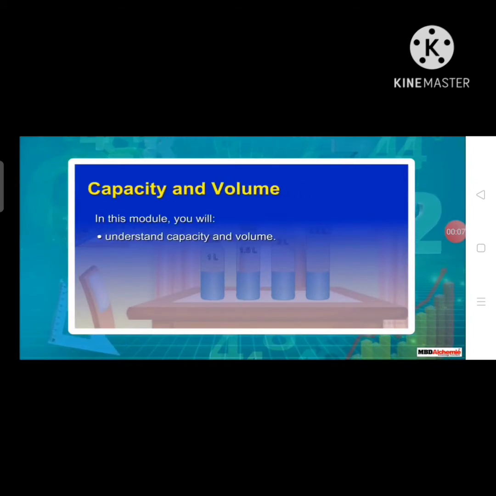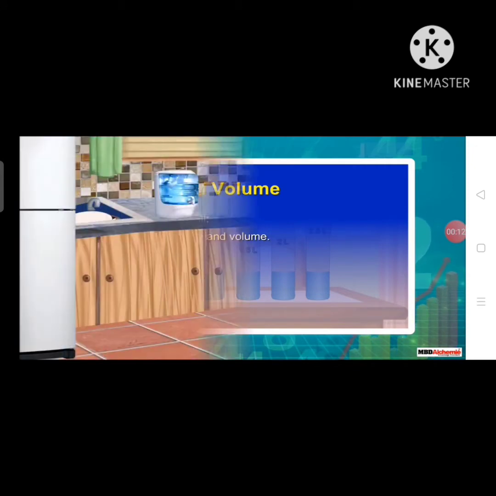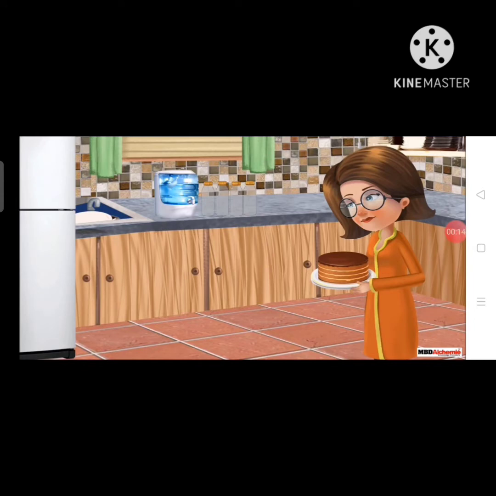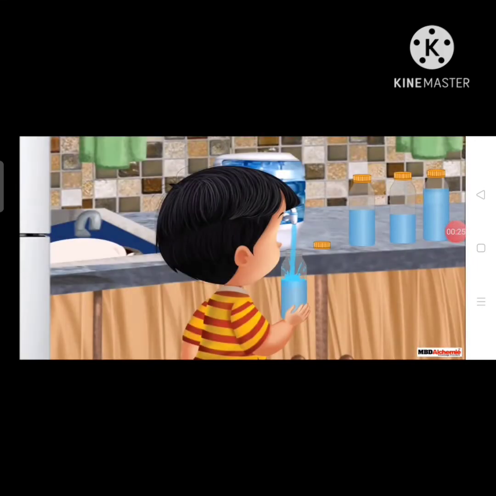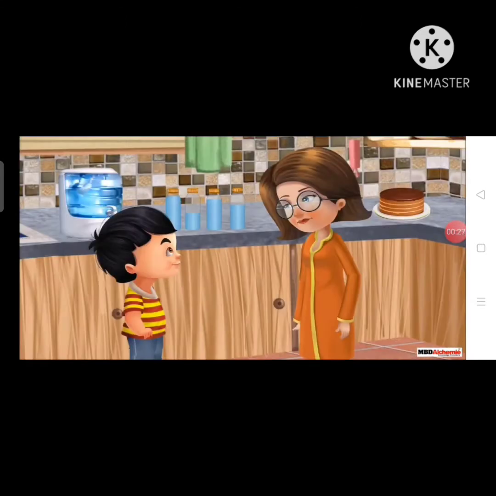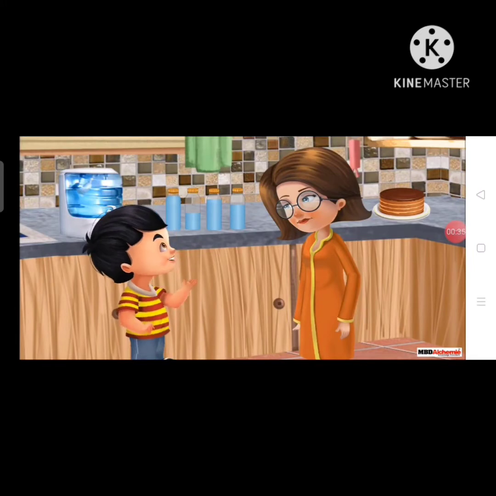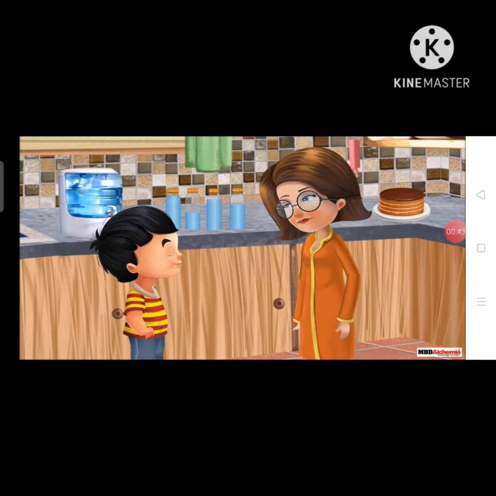Capacity and volume. In this module, you will understand capacity and volume. Sid's mother is doing some kitchen work, and then Sid comes and tells his mother that he wants to help her. Mother tells him that he can fill water bottles to help her. Sid fills some bottles and asks his mother, the capacity of all the bottles is 1 liter. So whether he completely fills the bottle or half fills the bottle, does the capacity of the bottles remain the same?